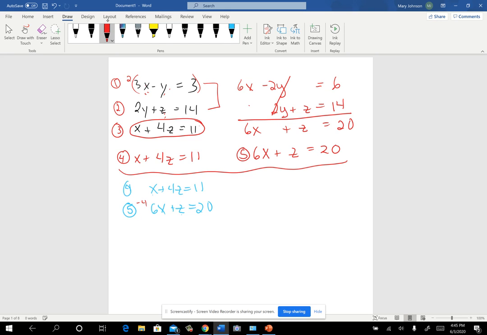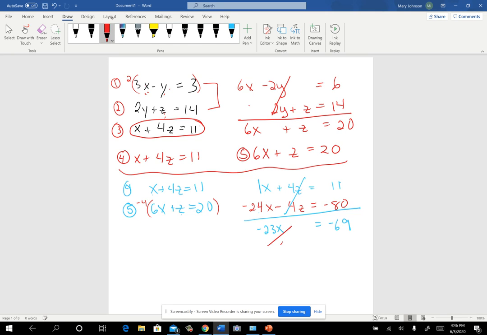I'm going to come down here and multiply by -24. Okay, so the equation 5 becomes -24x minus 4z equals -80. Equation 4 is x plus 4z equals 11. I didn't do anything to it. All right, now be careful about your positives and negatives. A positive 1 and a negative 24 is negative 23x. The z's are gone. A positive 11 together with a negative 80 is negative 69.